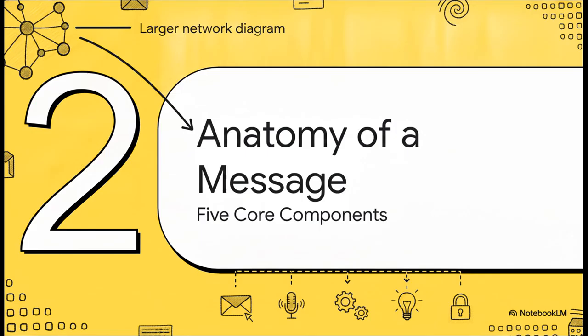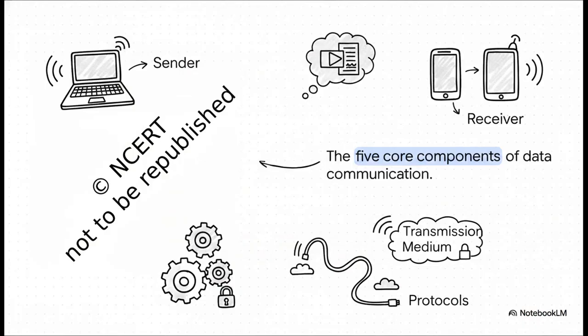Section 2. Anatomy of a message. So how does a single piece of data actually navigate that entire ecosystem? Well, we can break it down into 5 crucial pieces. For any kind of communication to happen, you need a sender to generate the data and a receiver as the final destination. Obviously, you need a message to send.